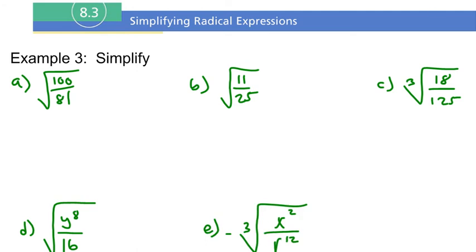All right, let's get down with these. We're going to go ahead and simplify these radical expressions now. And now we have these fractions here, so let's just go ahead and break these down.